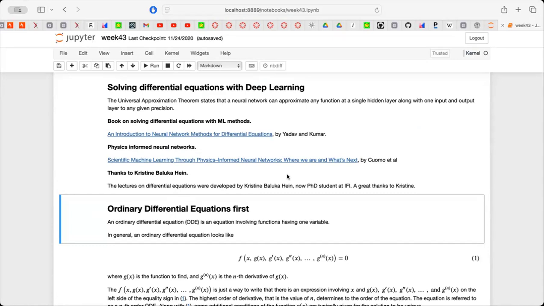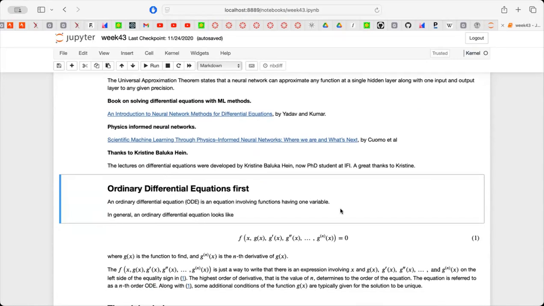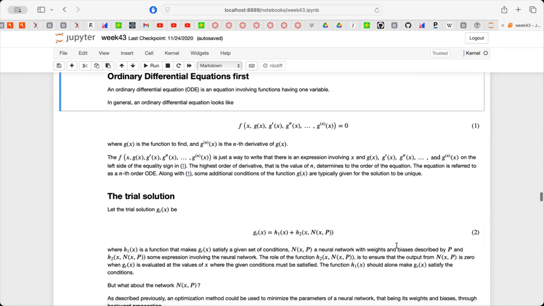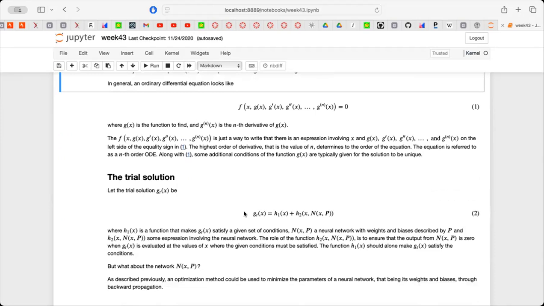So the ordinary differential equation which we looked at before when we were discussing things on the whiteboard is something which we can write in a general form like this function f, which is a difference between the right-hand side and the left-hand side, and we want to drive this difference to zero. And this is basically the approach which we are going to take in the solution of the differential equation. And the approach then is to write the trial solution in terms of some function h1, which reflects the boundary conditions or the initial conditions for both, and a function h2 now, which is a function of a neural network.